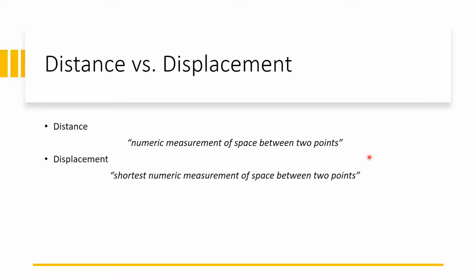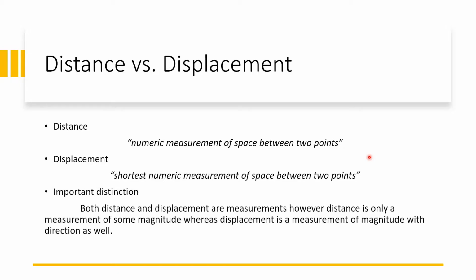And then we talked about the important distinction between these two: distance is a scalar property, so it only has a magnitude, whereas displacement is a vector quantity and has both a magnitude and a direction.